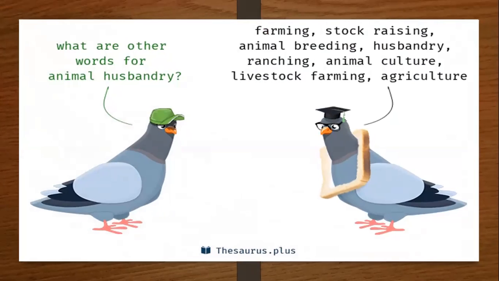Okay, so what are the other words? Animal husbandry: we are going to see that it means farming, stock raising, animal breeding, animals everywhere where they can be taken care of. Their number will be increased, they will multiply, they will reproduce. We are getting a large number of animals. This is all we are studying under the heading of animal husbandry.